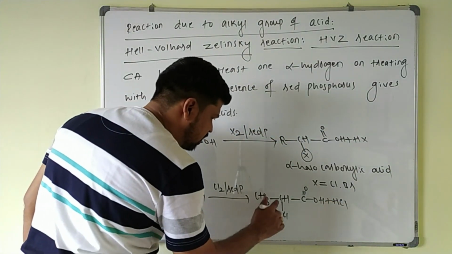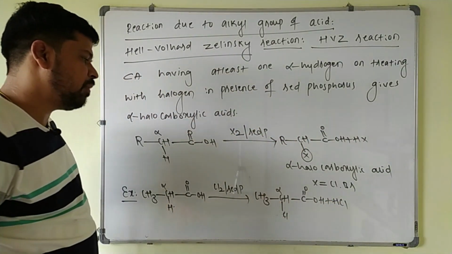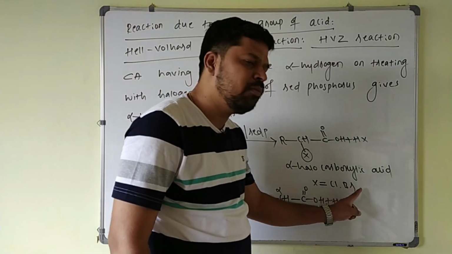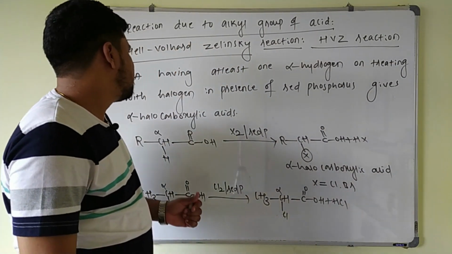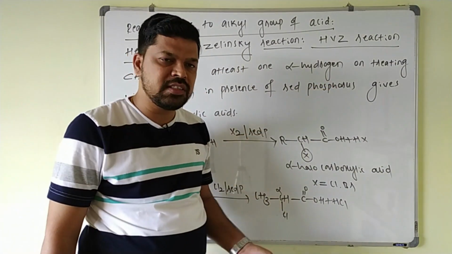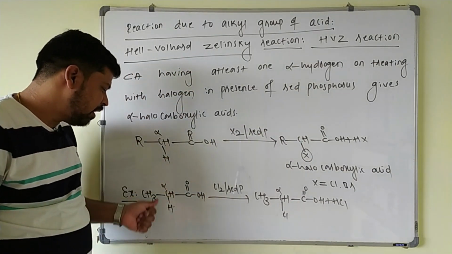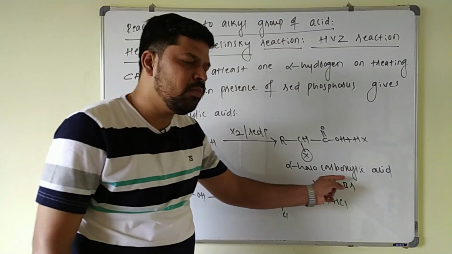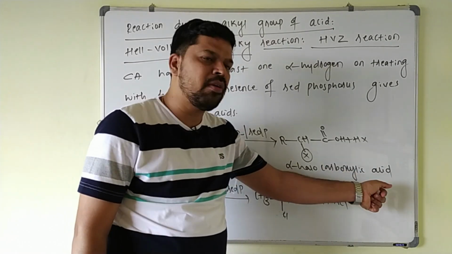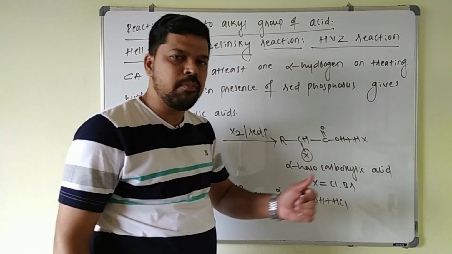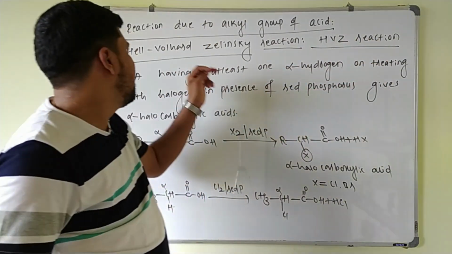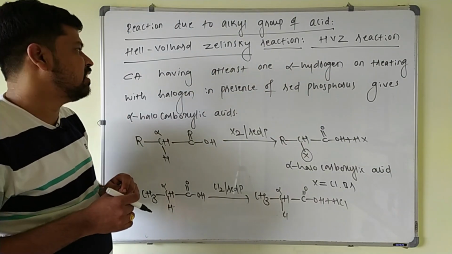So at the alpha position, one hydrogen atom will be replaced by what? Halogen atom, and that is possible only for chlorine and bromine. So these carboxylic acids on treating with chlorine or bromine in presence of red phosphorus, alpha hydrogen will be replaced by what? Chlorine or bromine to give alpha halo carboxylic acid, alpha chloro carboxylic acid or alpha bromo carboxylic acid, and this reaction is called as what? HVZ reaction, Hell-Volhard-Zelinsky reaction it is.